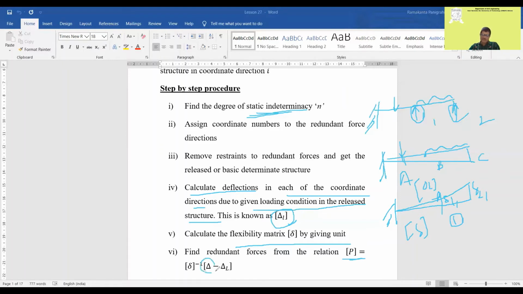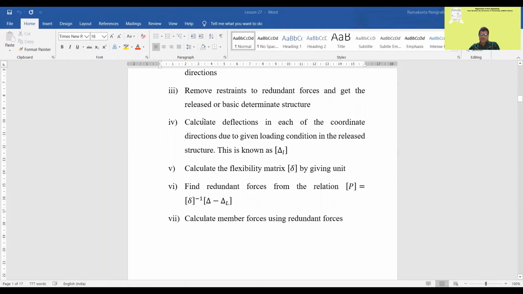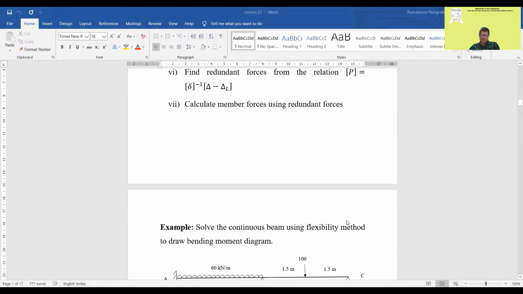Delta is the conditions given at the joints, for example if the supports are displaced, then you can find this value. So these are the theoretical background for this flexibility method. Now we'll go for some problems and discuss them. Then you calculate the member forces. Once you know the redundant forces, you can calculate the member forces using them. Let us see one problem.